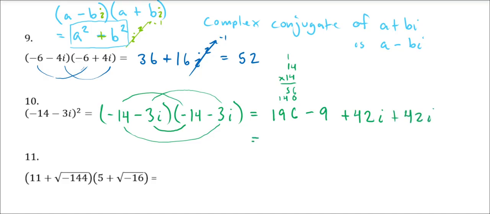And so combining my like terms all together, we wind up with 187 plus 42i. So squaring it did not turn it into a real number. Multiplying by a conjugate would do that.